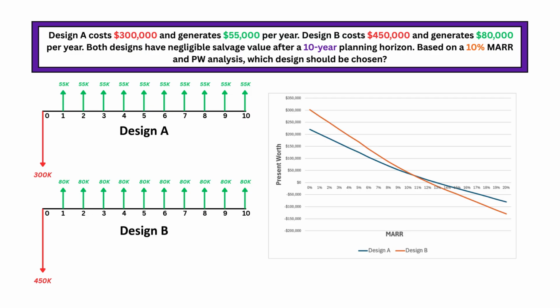An important extension of this analysis is to examine how the ranking changes as the MARR varies. In this example, the more expensive alternative has the greater present worth at lower discount rates. But beyond a certain MARR, the simpler design becomes preferable. At sufficiently high MARR values, neither alternative is economically attractive. This sensitivity to the discount rate reinforces the importance of selecting an appropriate MARR.